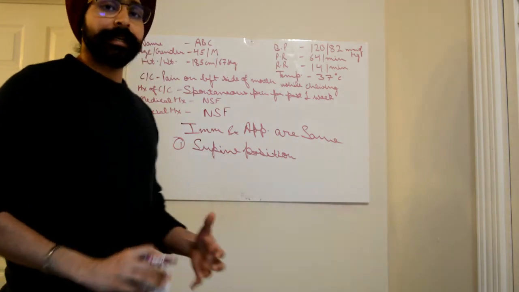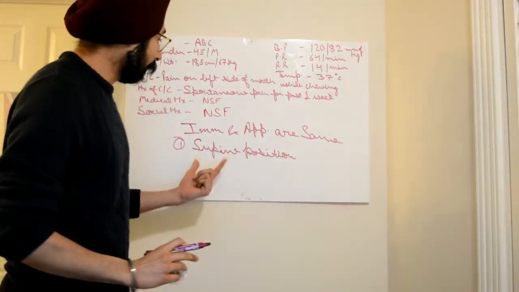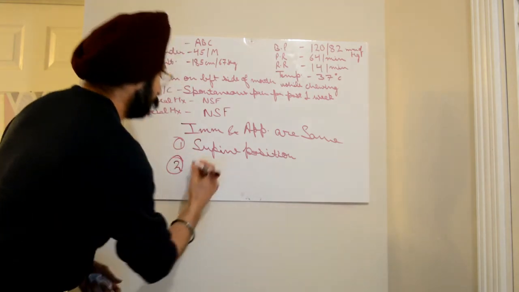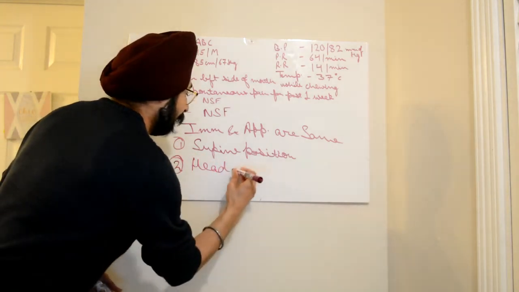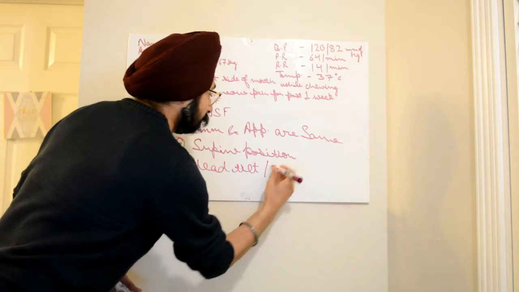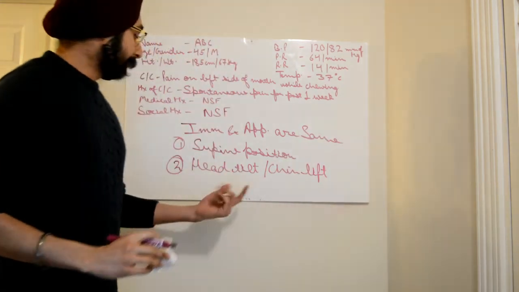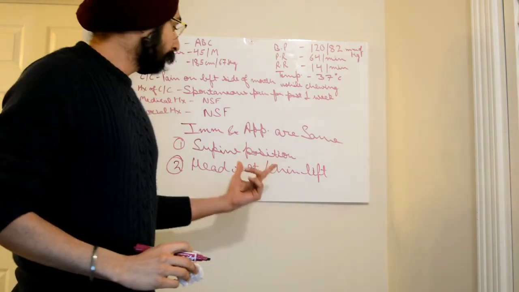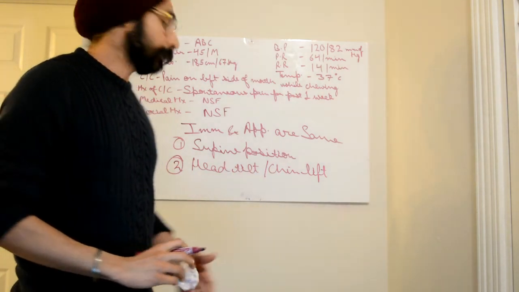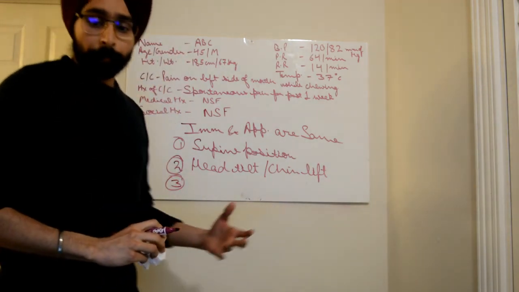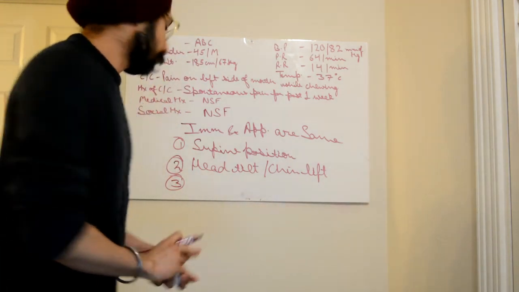Now, if the patient is unconscious, then along with supine position, we will add head tilt, chin lift. This option is always added whenever a patient is unconscious. Then the next one is, we will administer oxygen.